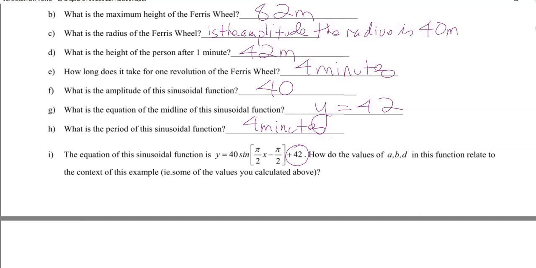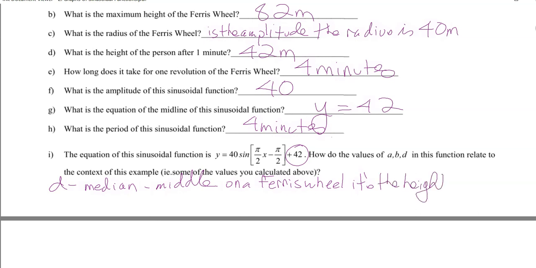So on your car, if you got a car, the wheel sits on the axle, right? Or the hub. That's why they call them hubcaps, right? At the hub. So the D value here, D is the median, which is the middle. But on a Ferris wheel, it's the height of the axle or hub. It's the thing that's in the middle, right?